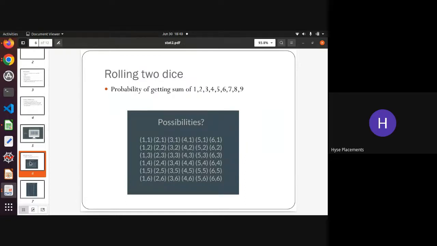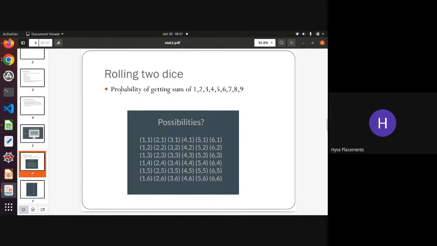We'll enter into the binomial distribution now. One die is done, but what happens if you have 2 dice at a time? The possibilities are these: if you have 2 dice, 1,1; 1,2; 1,3; 1,4; 1,5; 1,6. Likewise, 2,1; 2,2; 2,3; 2,4; 2,5; 2,6, and so on up to 6,1; 6,2; 6,3; 6,4; 6,5; 6,6. So these are all the possibilities.